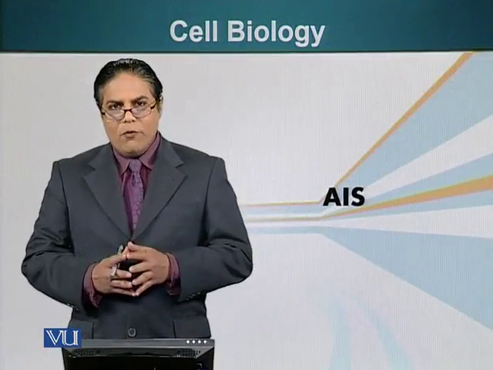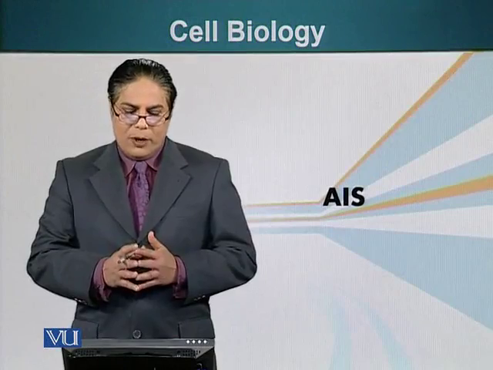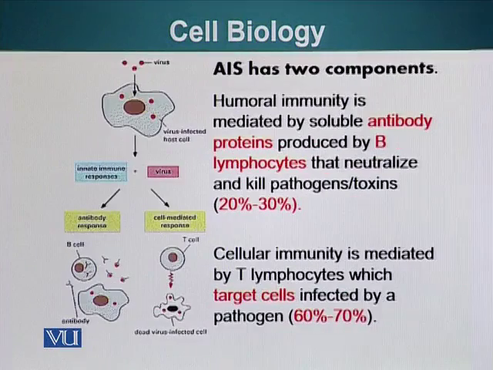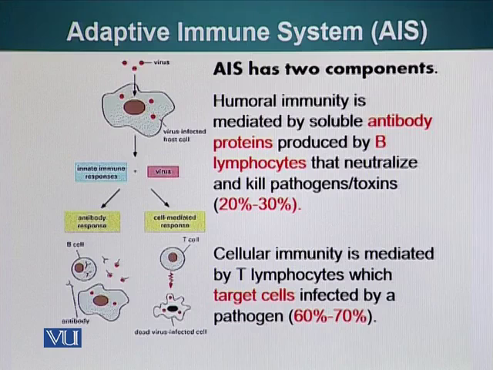Okay, so we have talked about lymph nodes. Let's talk about the adaptive immune system now. The adaptive immune system has two components: humoral immunity, which is mediated by soluble antibody proteins produced by B cells or B lymphocytes that can kill and neutralize pathogens. When antibodies bind pathogens, they can inactivate them, or they can recruit other cells which will help destroy the offending agent. Cellular immunity is mediated by T cells, which target cells that have been infected by pathogens.